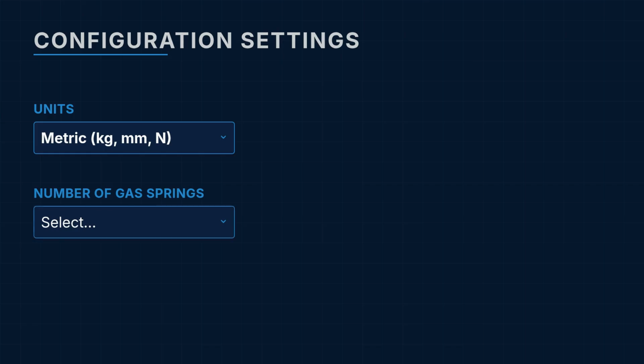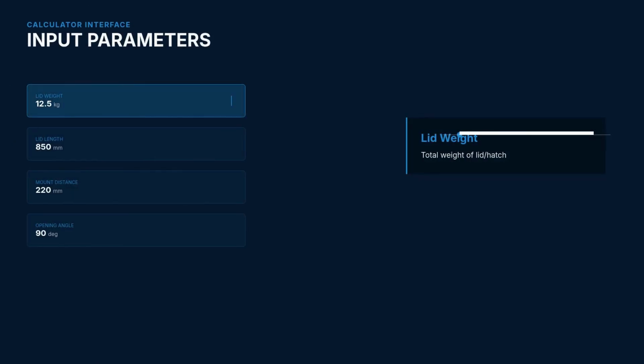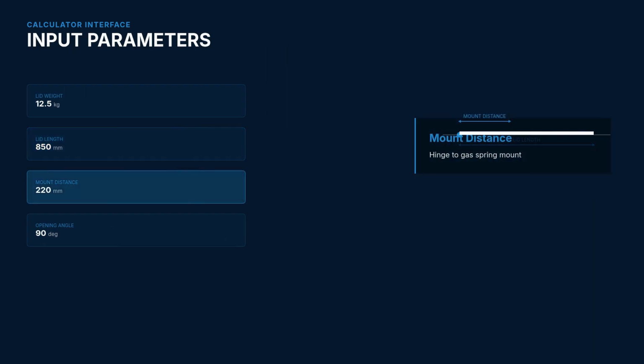For number of gas springs, you can choose between 1 gas spring or 2 gas springs. I've selected 2 gas springs for this example. Now for the input fields. Lid weight in kilograms is where you enter the total weight of your lid or hatch. Lid length in millimeters is the full length of the lid from hinge to edge. Gas spring mount distance in millimeters is the distance from the hinge to where you'll mount the gas spring.